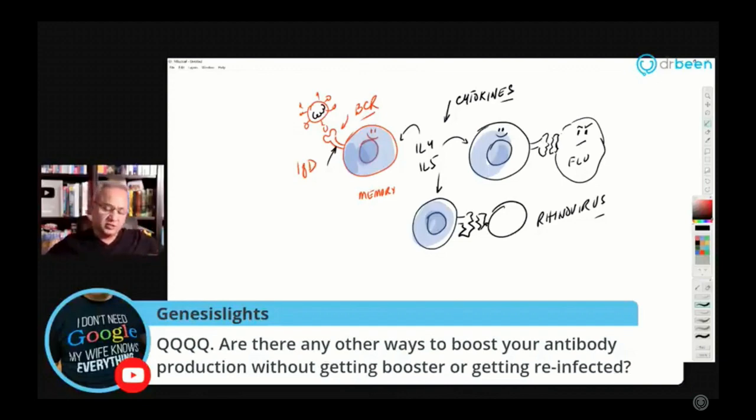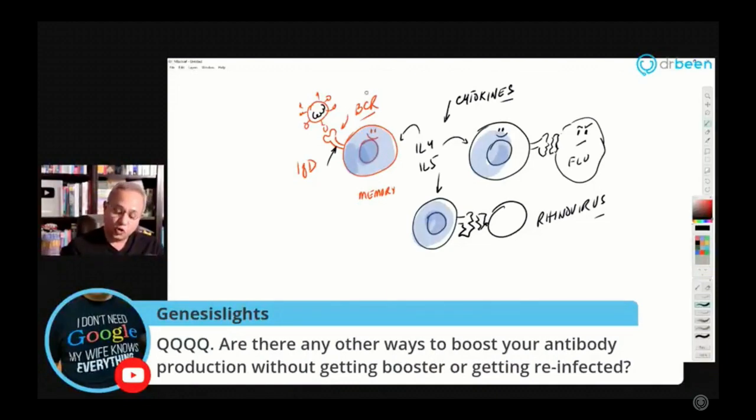So you say, you know what? Forget about the vaccines and forget about the infection. Let's just give interleukin 4 and 5 to the person, and that would go and work on the B cells, and that would increase their differentiation and proliferation, and voila, we have a solution. Here is the delicate point that we have not discussed throughout 18 months.